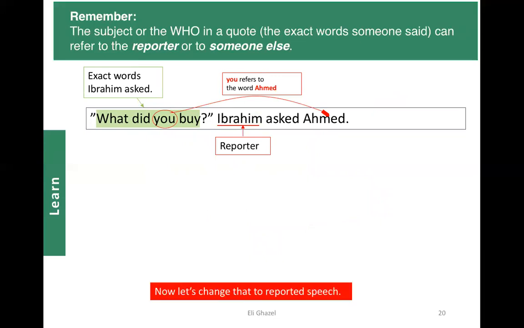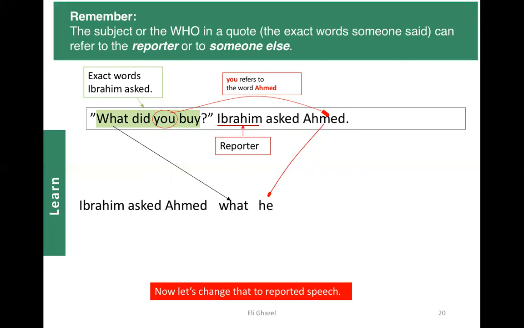Now let's change that to reported speech. Ibrahim asked Ahmed. Now we put the question word, what. But again, do, does, and did are dropped because it's no longer a question, it's a statement. So we don't need the do, does, or did anymore. And now we look at the "you". We're not talking to Ahmed anymore. We're talking about Ahmed. And Ahmed is a male. So we're going to say "he". Ibrahim asked Ahmed what he.